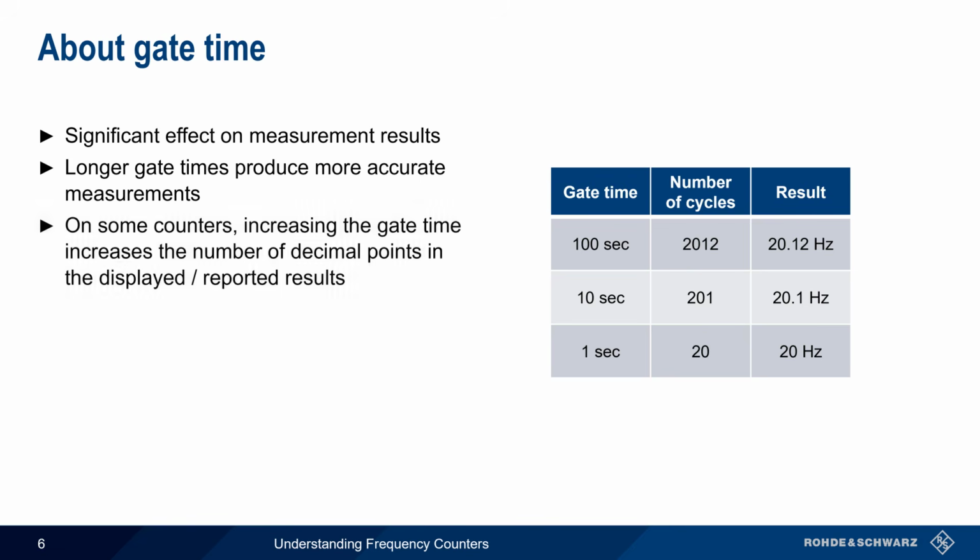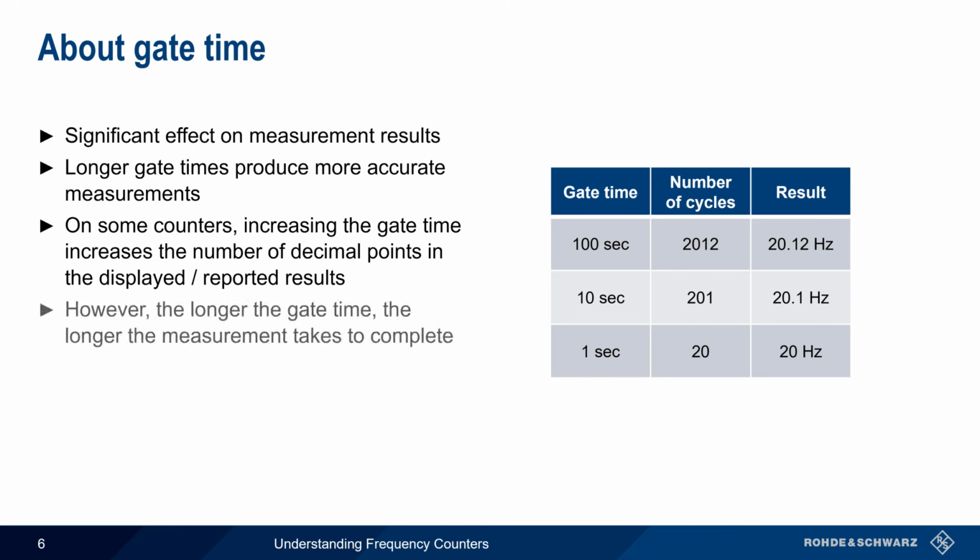Some counters explicitly indicate this change in accuracy by increasing the number of displayed decimal points as the gate time is increased. There is, of course, a trade-off involved in that longer gate time means that the measurement takes longer to complete. It's also worth noting that the gate time must be greater than one period of the signal in order to get a reliable measurement.